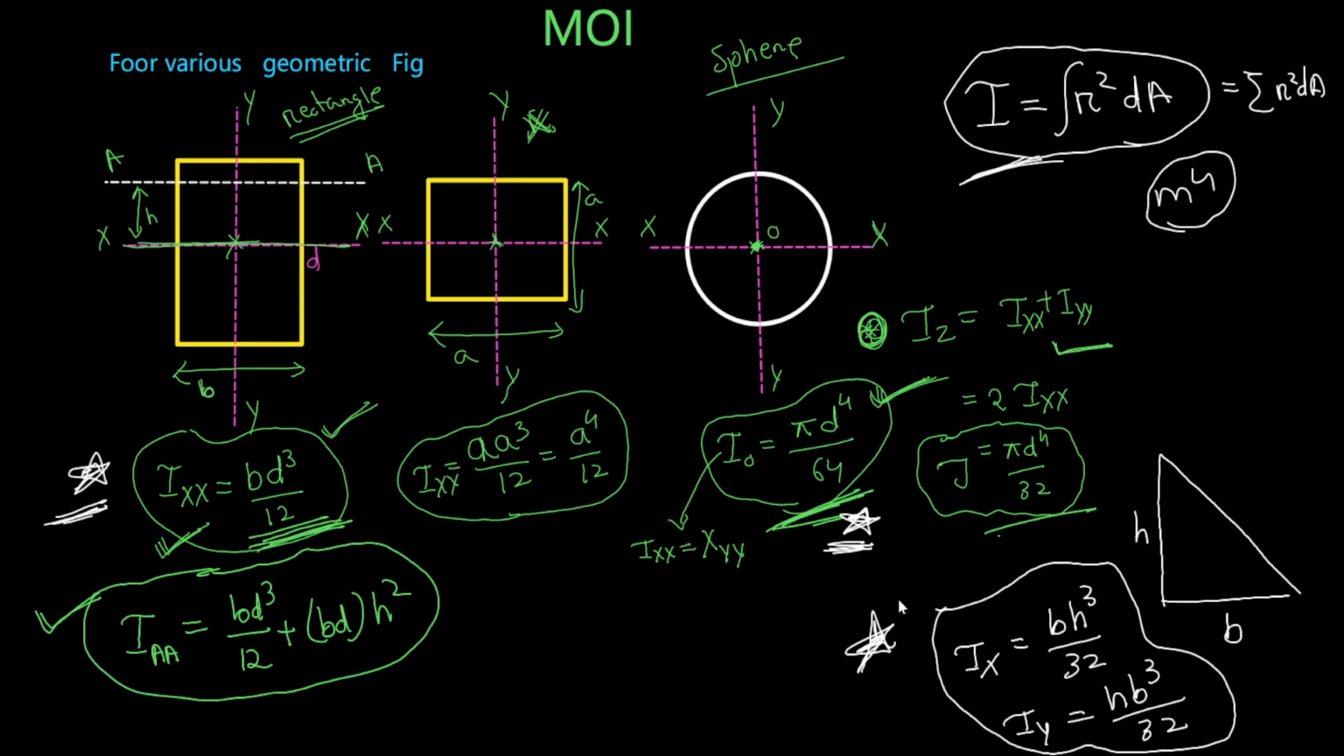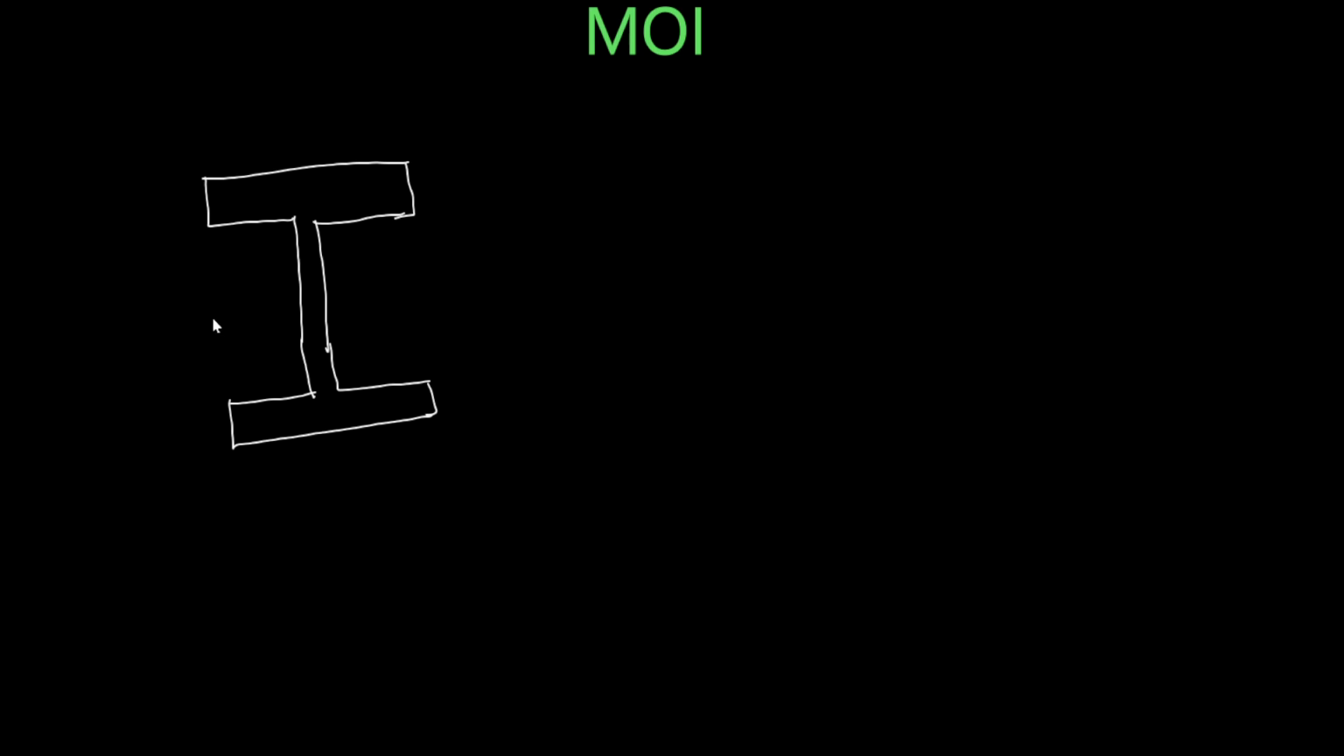See, I am giving you an I shape. Suppose the question is like this. This is an I shape figure. If I ask you to calculate the area moment of inertia of this figure about this axis, how will you calculate? See, first you need to divide this like this. You will calculate the area moment of inertia for each individual rectangle.